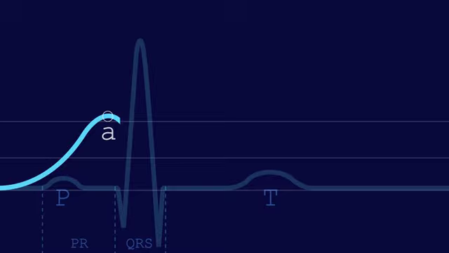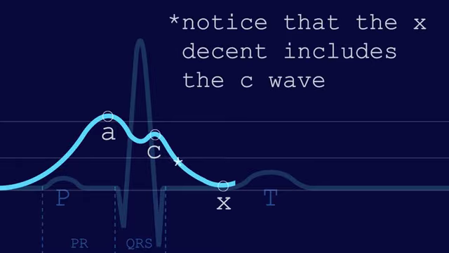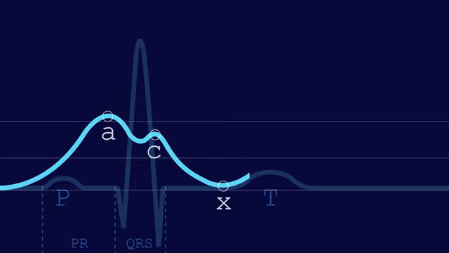The X descent on the CVP waveform represents atrial relaxation and the declining pressure after systole when the atrium pours out its blood into the ventricle. This happens right after the QRS complex. As the cardiac cycle progresses, the tricuspid valve closes, producing the small backward bulge known as the C wave. The atrium, filling with venous blood during diastole, produces another rise in pressure and a V wave, which corresponds to the T wave of the EKG.